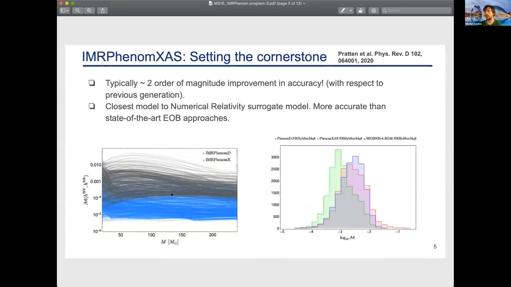Here we can observe a comparison with hybridized numerical relativity simulations, and we can see that the improvement is typically two orders of magnitude in accuracy with respect to the previous generation. Also, in the right figure, we can see that Phenom XAS is able to reproduce more accurately the numerical relativity surrogate model, NRHybSur, than other state-of-the-art approaches like the SEOB approach. So this shows that focusing on modeling the signals instead of the dynamics can lead to better accuracy, but it also has some caveats if one wants to extend to more generic situations.